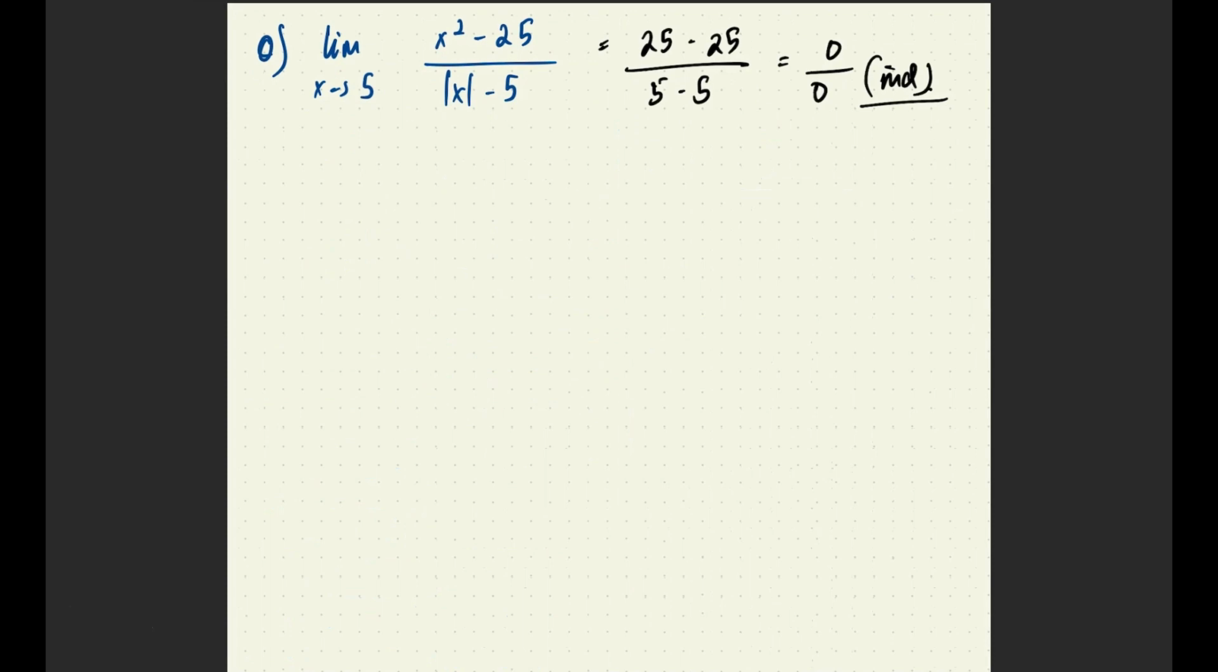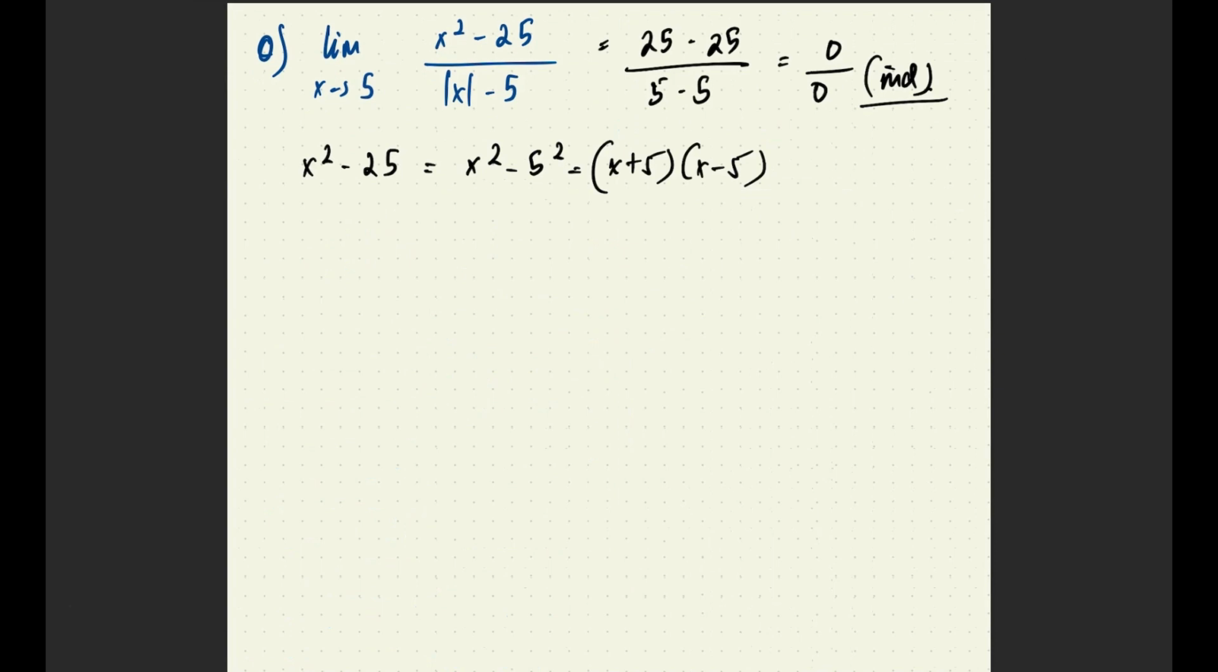So what can we do over here to get rid of the indeterminate form? Okay, so we know that the numerator is a difference of two squares. So I can write x squared minus 25 as x squared minus 5 squared, which can be written as x plus 5 times x minus 5. But that really does not get rid of the indeterminate answer. It doesn't simplify the function. So that's when the absolute value comes into play.